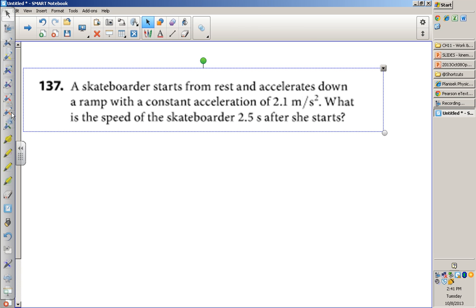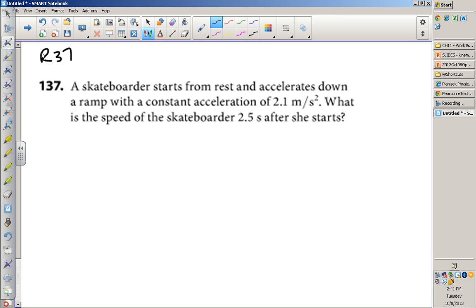Okay, so, like I said before, this is page R37, which is in the back of your book. Number 137. It says, a skateboarder starts from rest and accelerates down a ramp with a constant acceleration of 2.1 meters per second squared. What is the speed of the skateboarder 2.5 seconds after she starts? So, starting off, and we should do this with every problem, not just kinematic equation problems, but every problem: what is this problem asking us for? What does it want us to solve for?